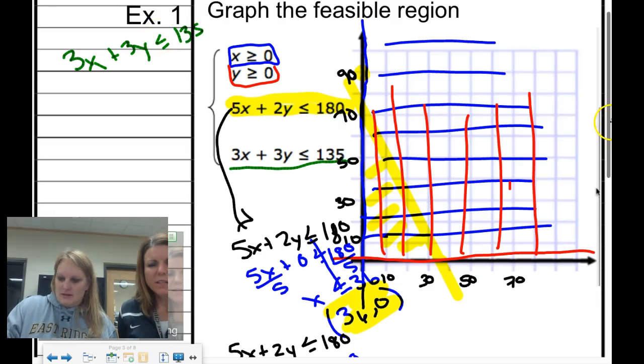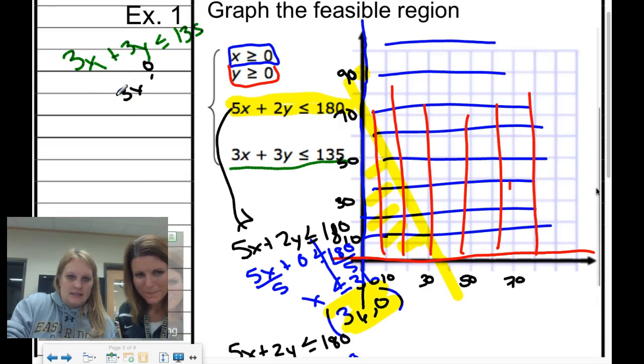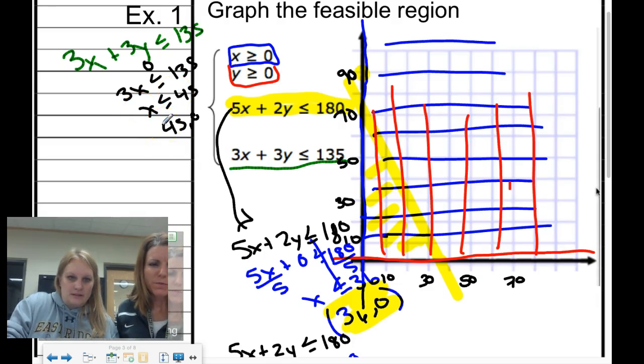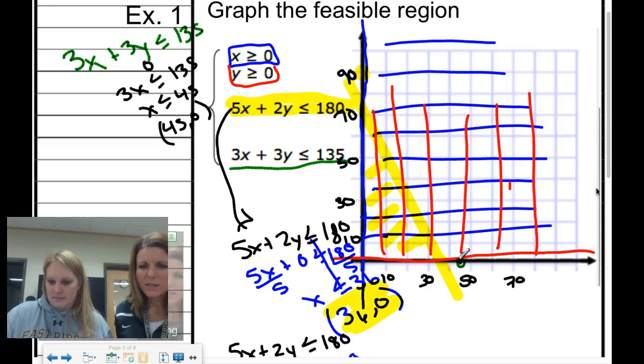Right. So let's find our x-intercept. All right, so plug in 0 for y, so I get 3x is less than or equal to 135. X is less than or equal to 45. So our point is 45, 0. There we go. So I'm going to quickly plot that in green. So over 45, here's 40, halfway. Right there. Perfect. Oh boy, that looks black. That's fine.